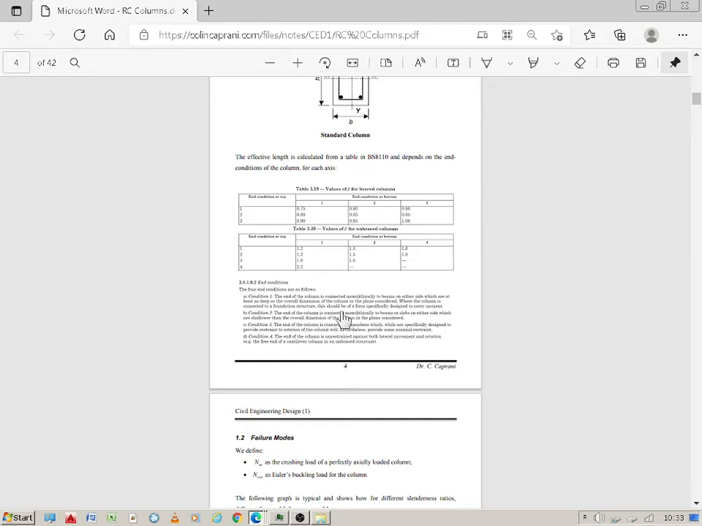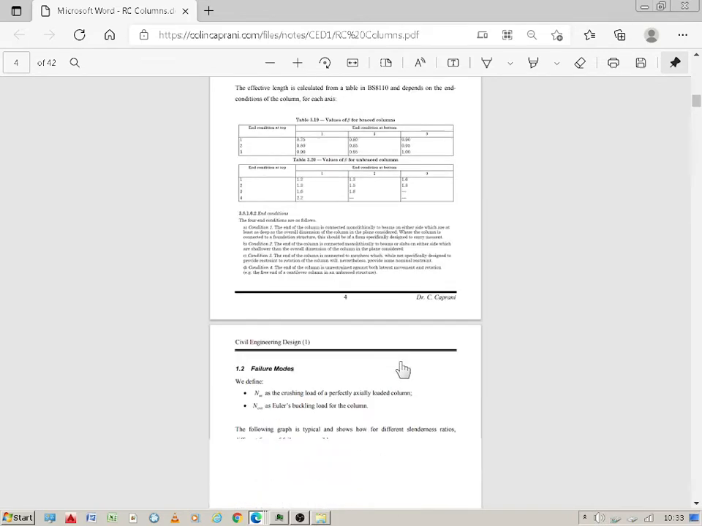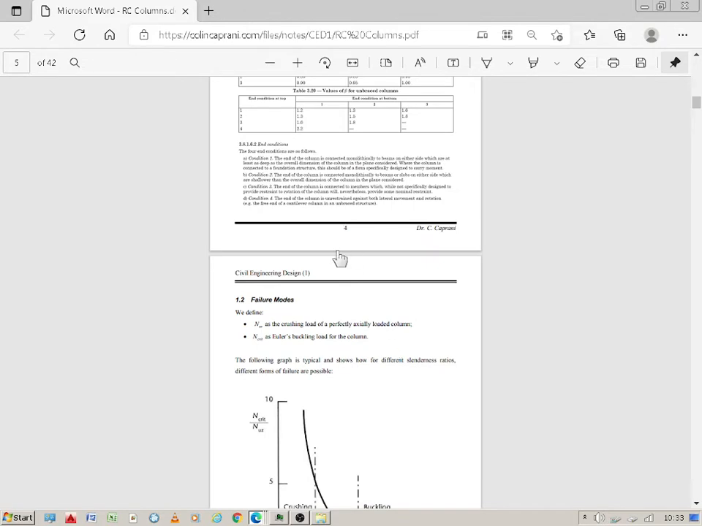In condition 2, the end of the column is connected monolithically to beams or slabs on either side which are shallower than the overall dimension of the column in the plane considered. Condition 3, the end of the column is connected to members which, while not specifically designed to provide restraint to rotation of the column, will nevertheless provide some nominal restraint. Condition 4, the end of the column is unrestrained against both lateral movement and rotation, at the free end of a cantilever column in an unbraced structure. So that completes page 4.